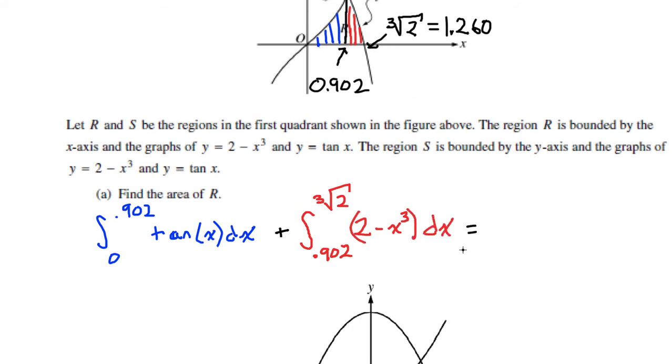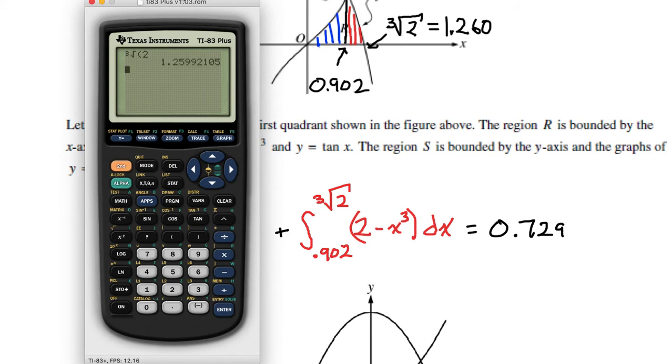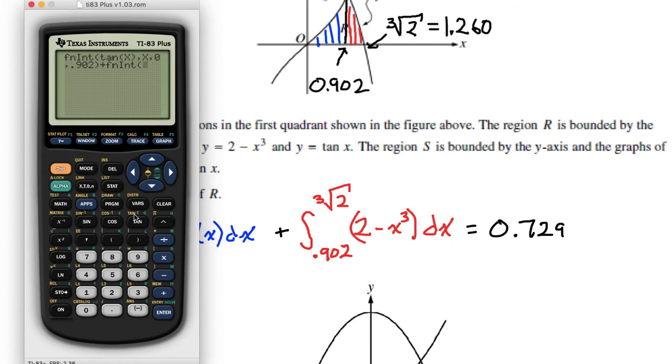All right, enter this all on the calculator, and you get 0.729, rounding correctly. If you want to see how to do that, let me see if I can pull that up really quickly. Second mode to quit out of this, clear out of that. It's going to be math 9. It's going to be my tangent function. So I'm just going to type it in, it's faster. Tangent of x with respect to x from 0 to 0.902. And the parentheses plus math 9, the integral of 2 minus x to the power of 3 with respect to x from 0.902 to the cube root of 2.